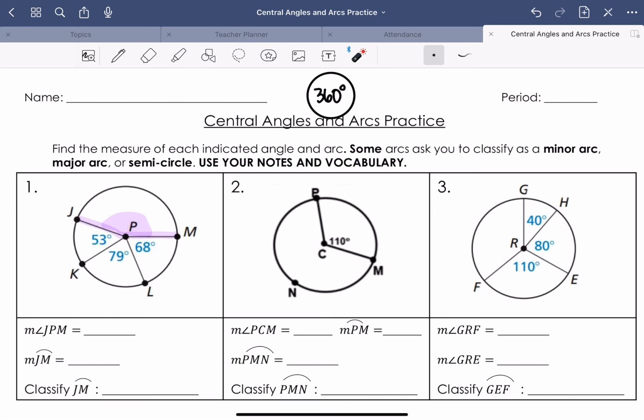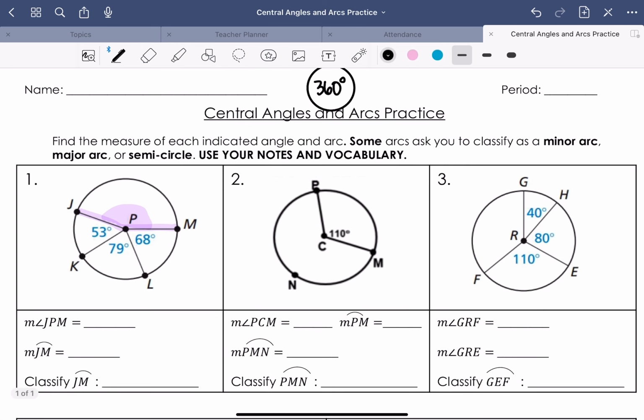So when we add all of these up, if you have your calculator, we have 53 plus 79 plus 68. That gives us 200. So these angles, 53, 79, and 68, are 200 degrees.